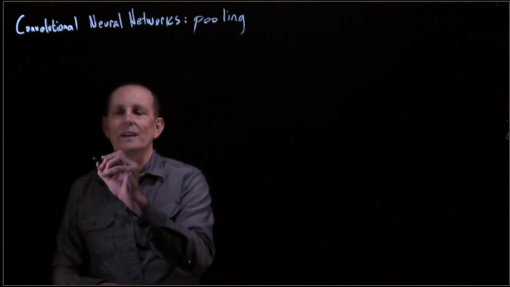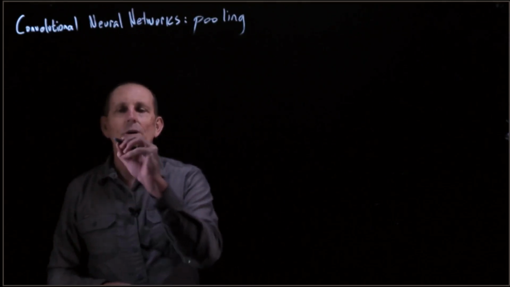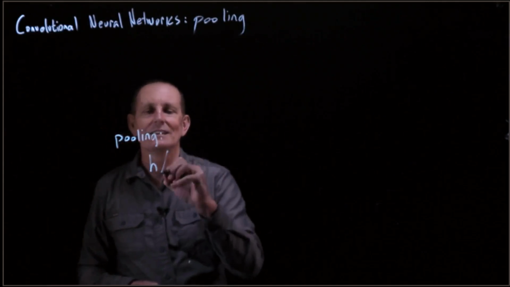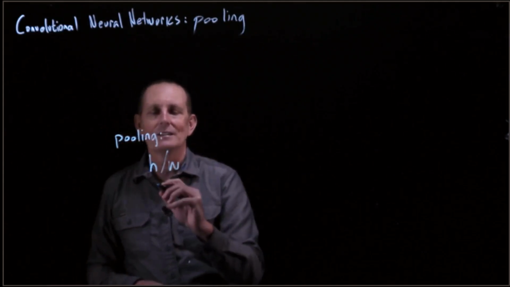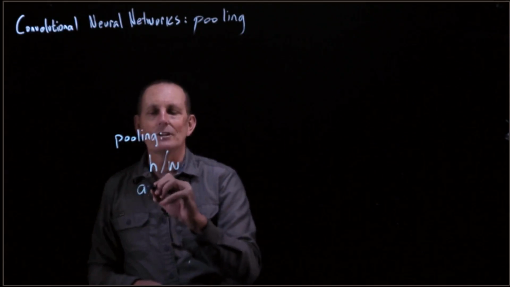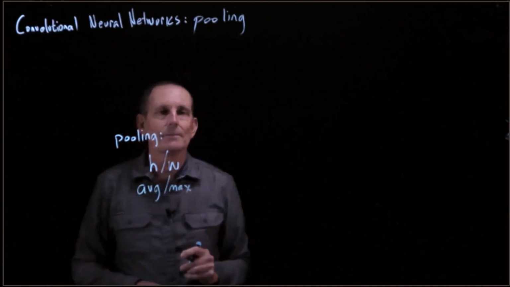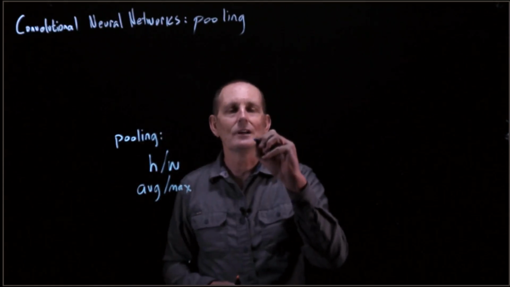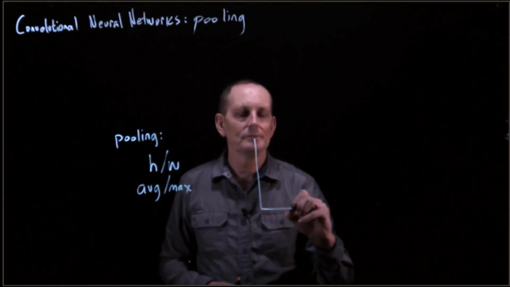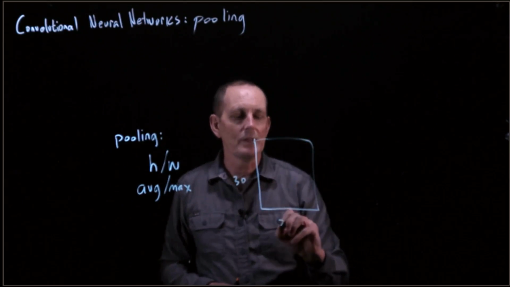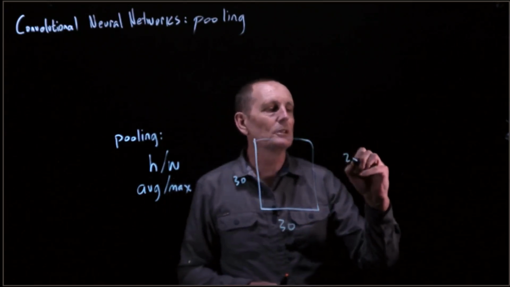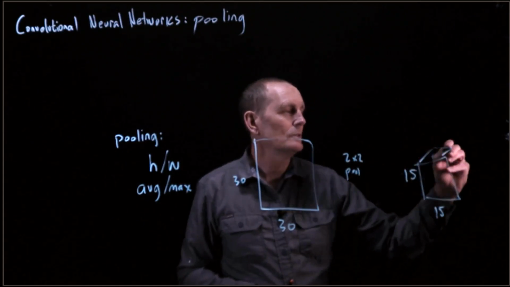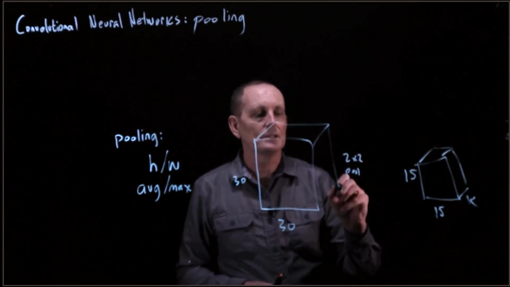Commonly, when you're specifying a pooling layer, you're going to specify the height and the width, and you're going to specify average or max. The height and the width then is going to basically take in some incoming height and width. Let's say we have 30 by 30. And then if we have 2 by 2 pooling, that'll take this down to 15 by 15 by however deep it is.